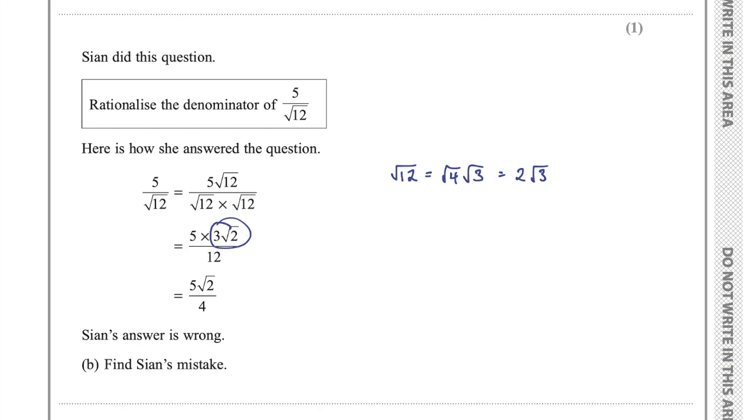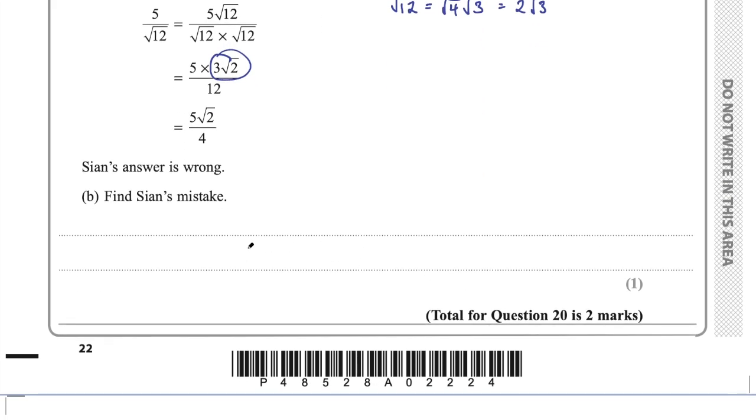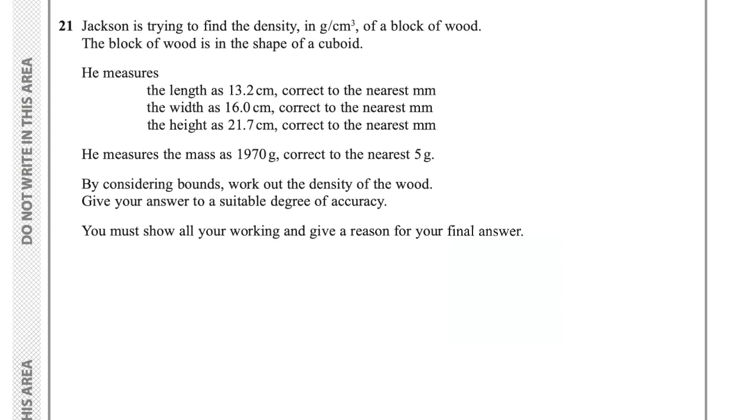So for that one, you could circle it and then say something like root 12 equals 2 root 3, not 3 root 2. Okay, so that was question 20 for 2 marks. On to the final one.